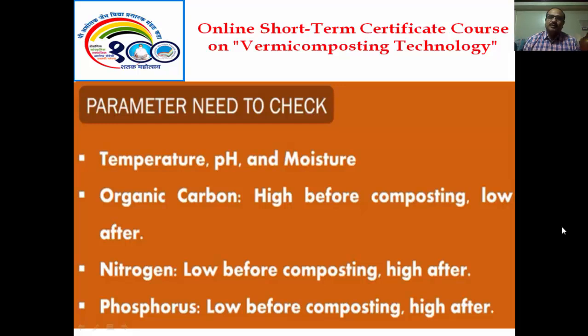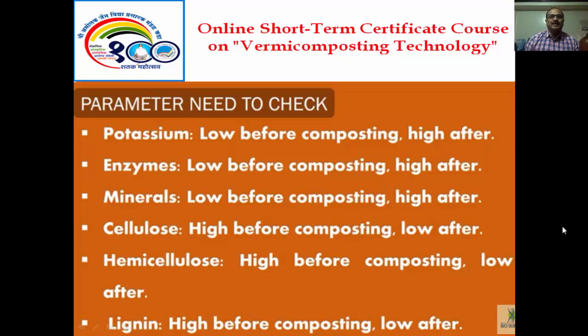Organic carbon is high before composting and low after composting. Nitrogen is low before composting and high after composting. Phosphorus is low before composting and high after composting. Potassium is low before composting and high after composting. Enzymes are very low before composting but high after the preparation. Minerals are low before composting and high after.